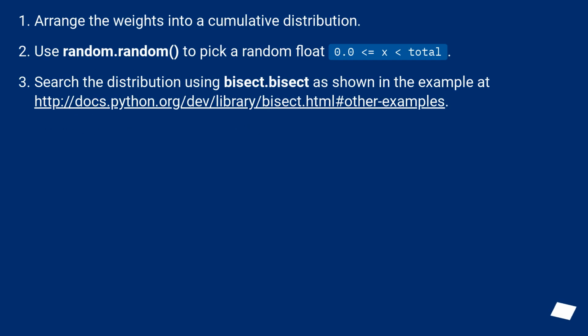Arrange the weights into a cumulative distribution. Use random.random to pick a random float, 0.0 <= x < total. Search the distribution using bisect.bisect as shown in the example at this URL.